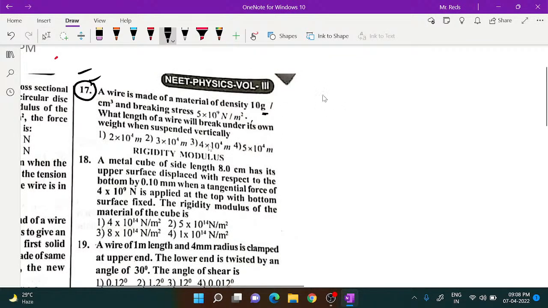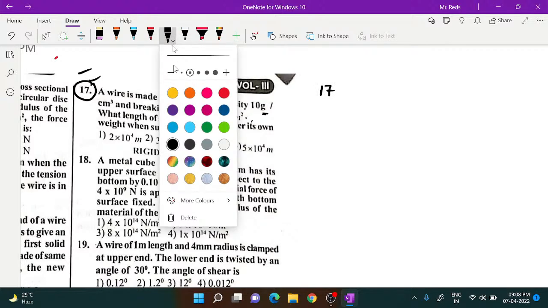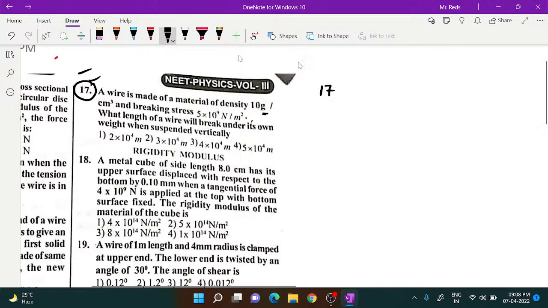It's given that a wire is made of a material of density. Density of the material is given. You can take density as D or rho or any symbol. Okay, density equal to 10 gram per centimeter cube. Better convert into SI units. So it is equal to 10 into gram.